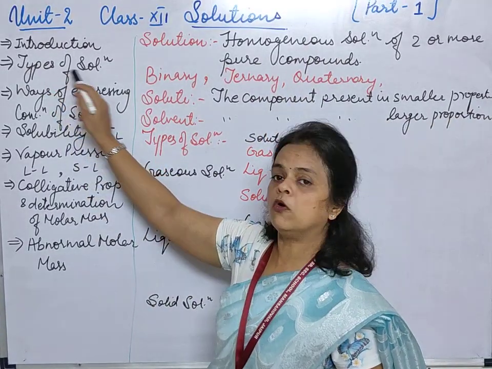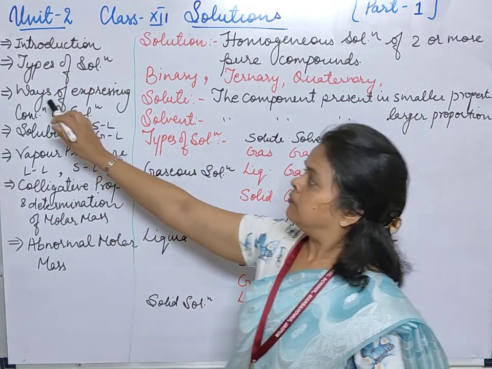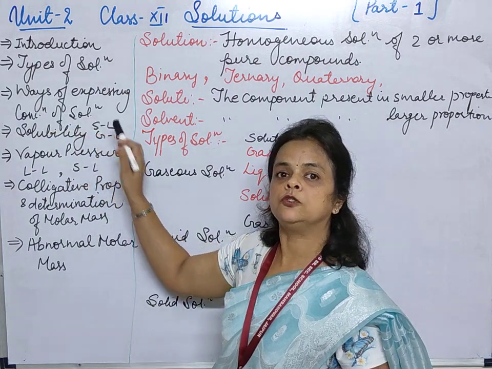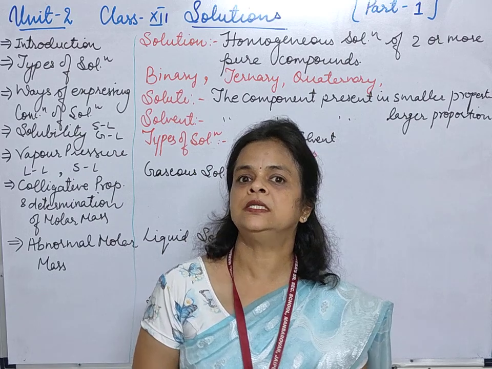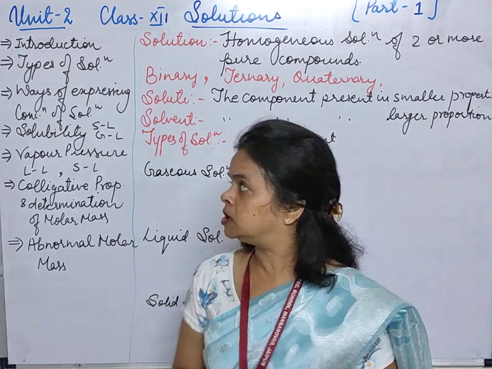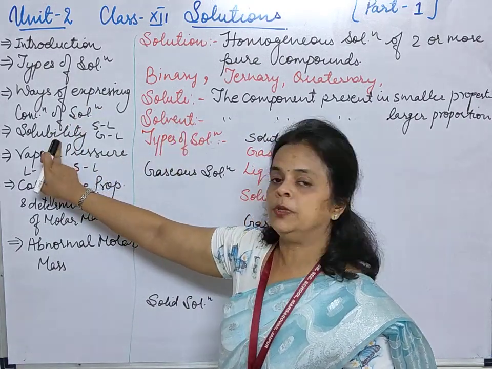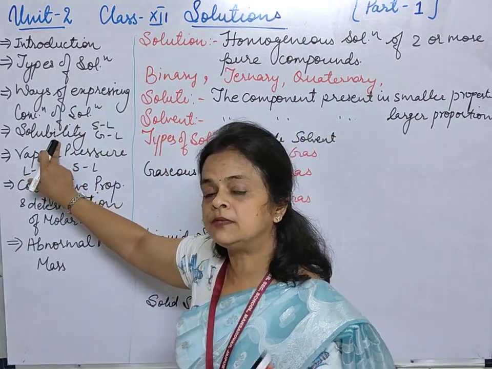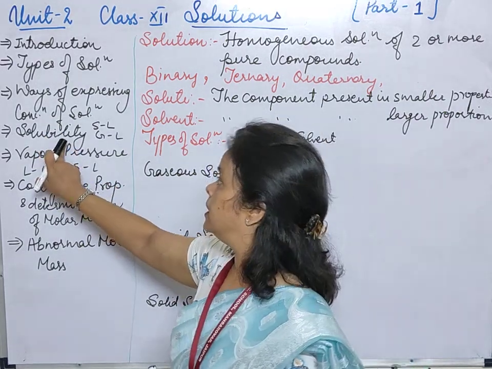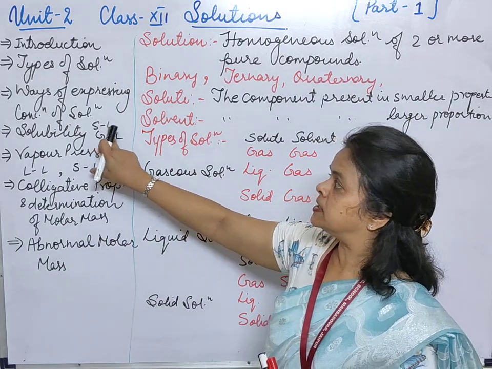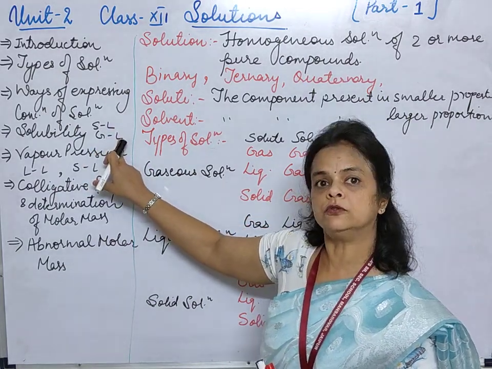Then, types of solutions. How many types of solutions can be there? Then, ways of expressing concentration of the solution. What is concentration of solution? Amount of solute present in the given amount of solution, and what are the different ways that we will discuss. Then solubility. What do we mean by solubility? The maximum amount of solute that can be dissolved in 100 gram of solvent, and solubility of solids in liquids, gases in liquids. These 2 points we have to focus.